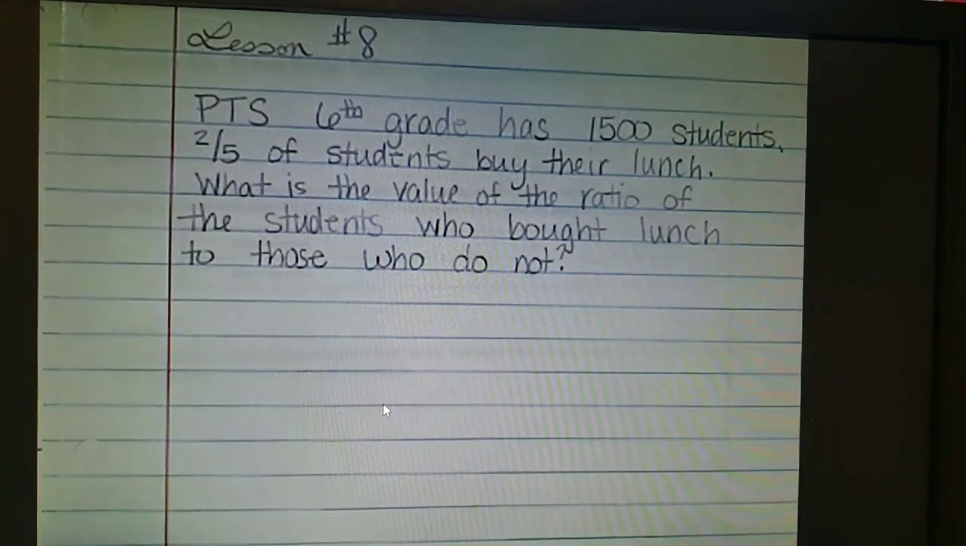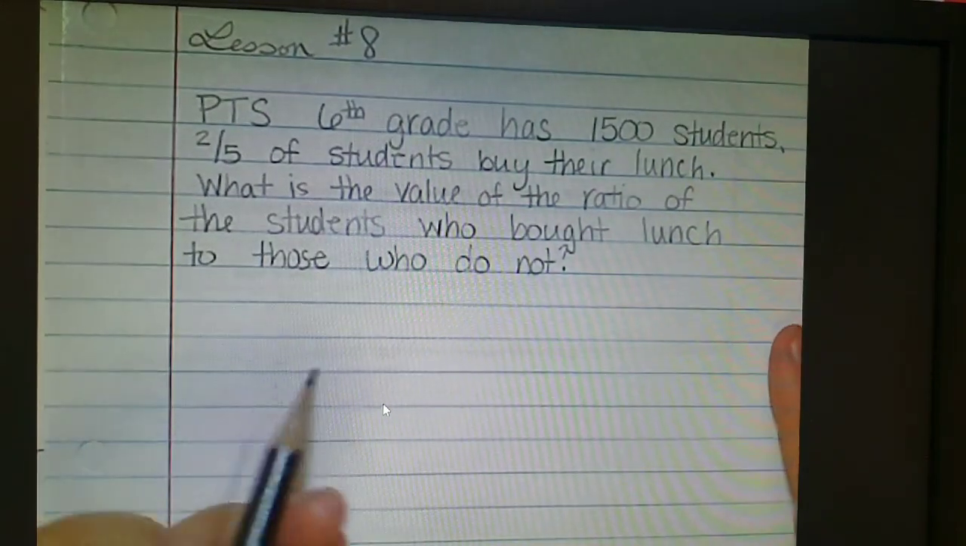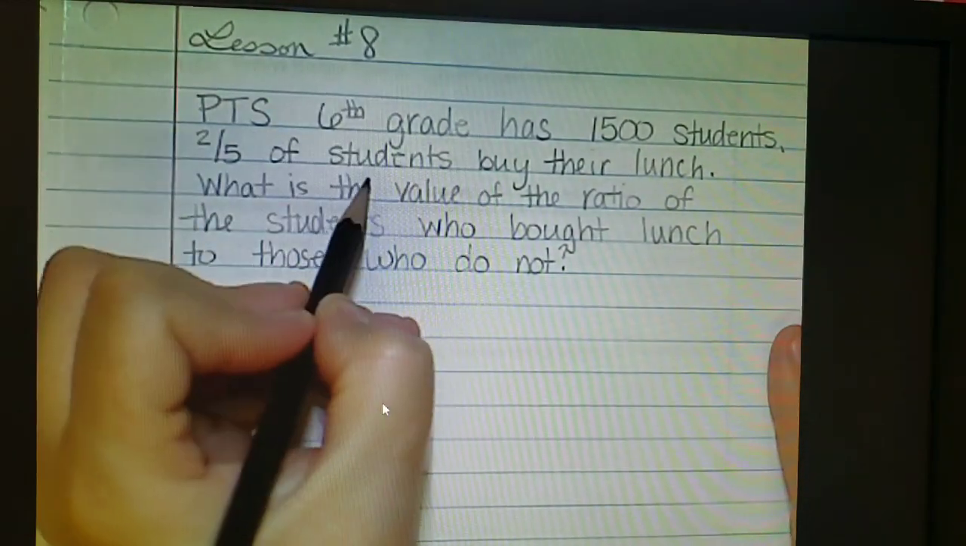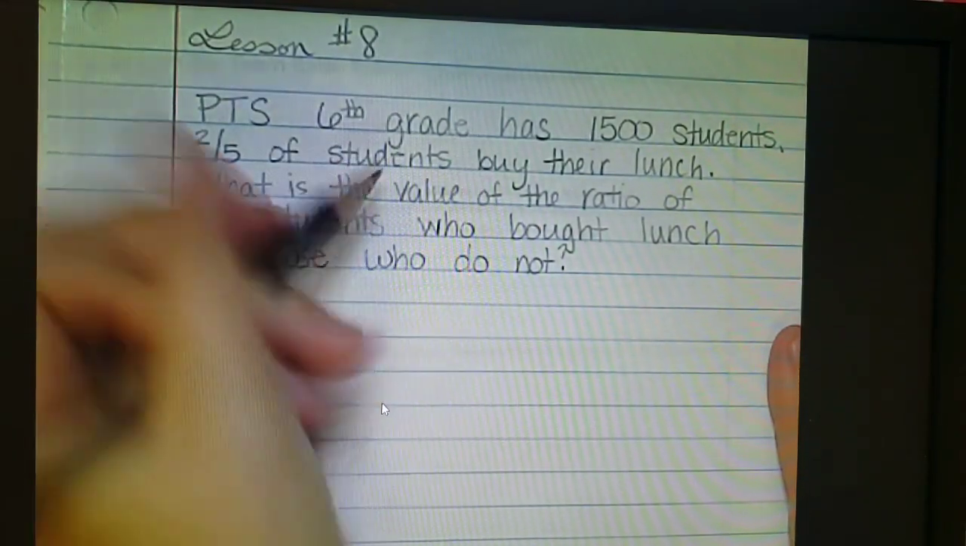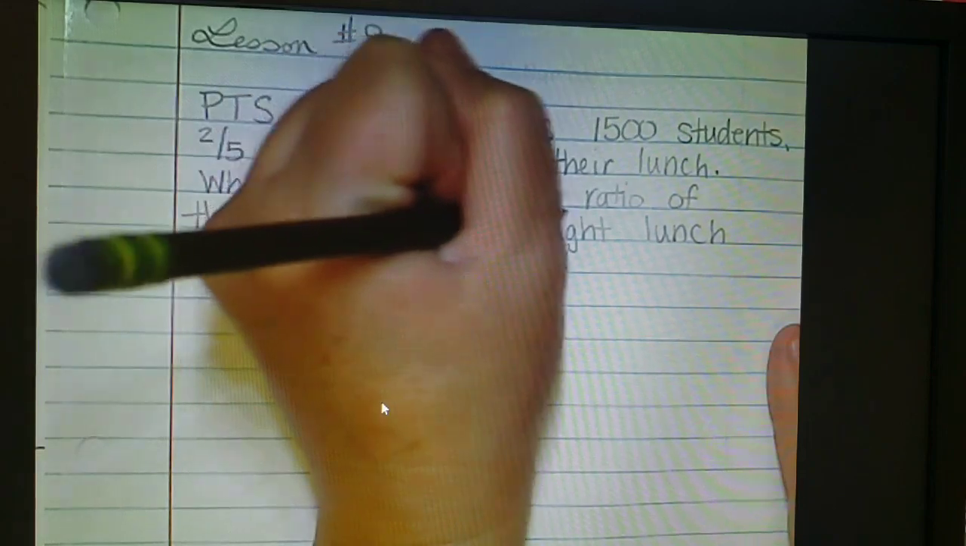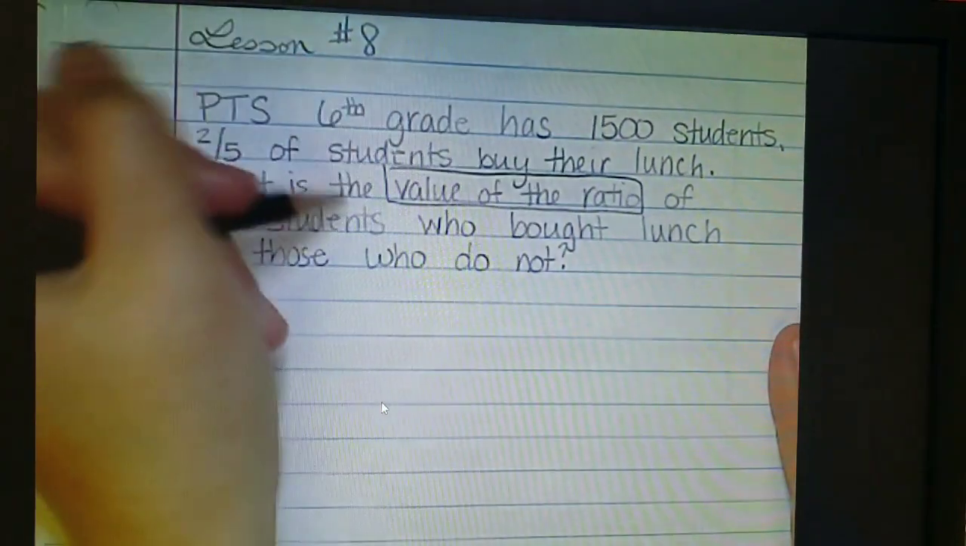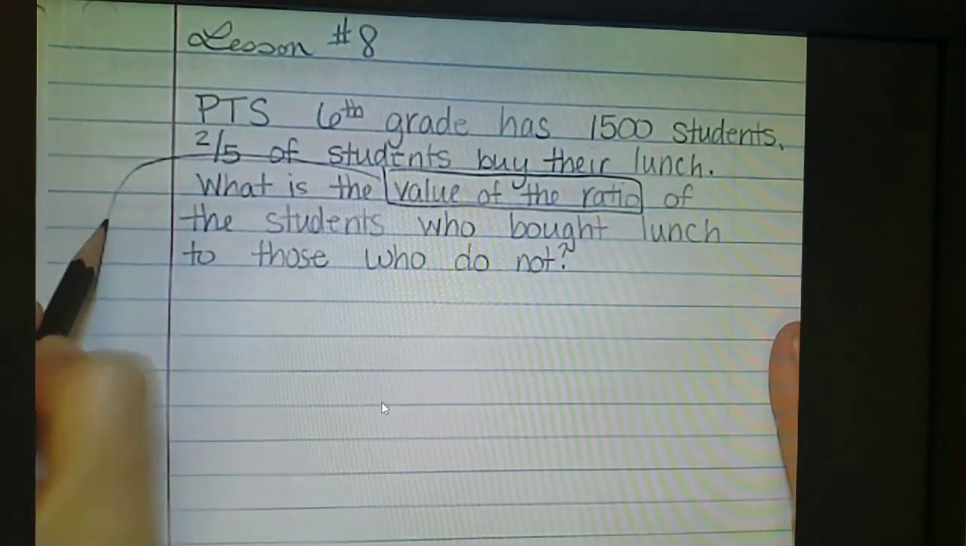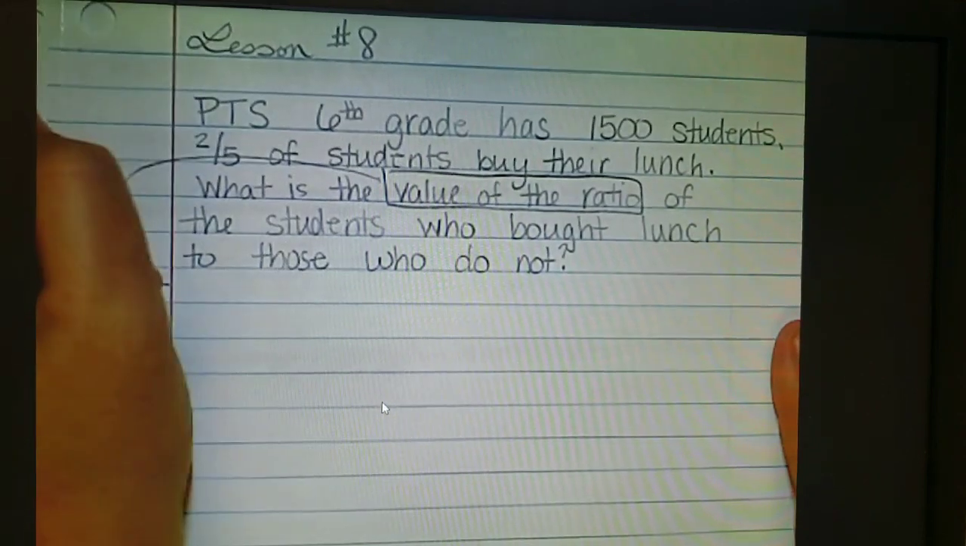So one important thing to recognize in this problem, when we get to lesson 8, we're learning what a value of a ratio is. Okay? And anytime we see value of a ratio, we are writing our answer as a fraction.